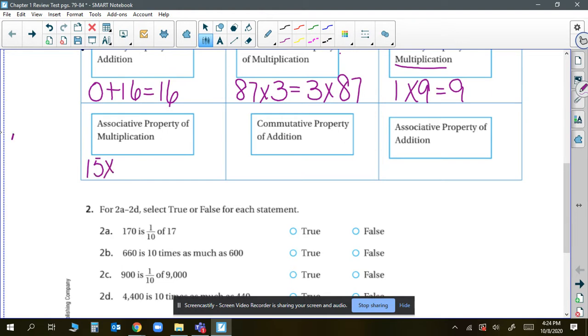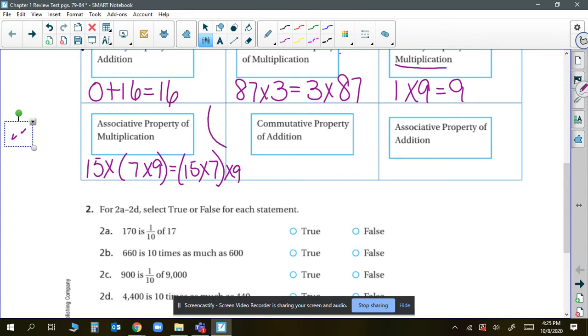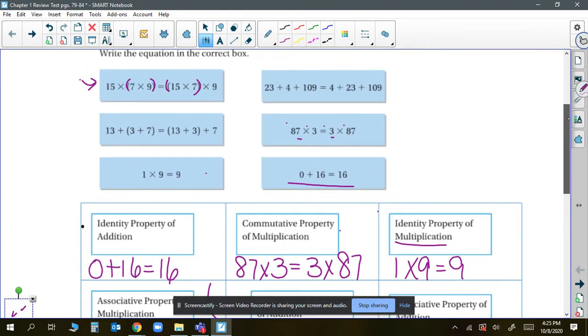15 times the product of 7 times 9 equals the product of 15 times 7, times 9. Ran over a little bit here. All right. Then we need the commutative property of addition. So remember, it's going to be addition, and the numbers are just going to be flopped.